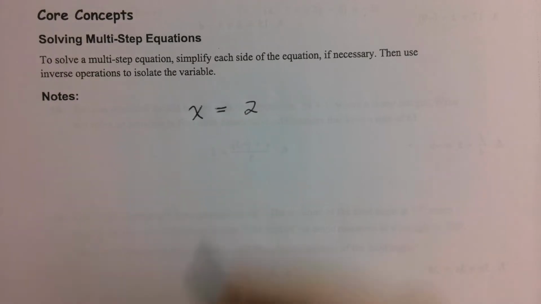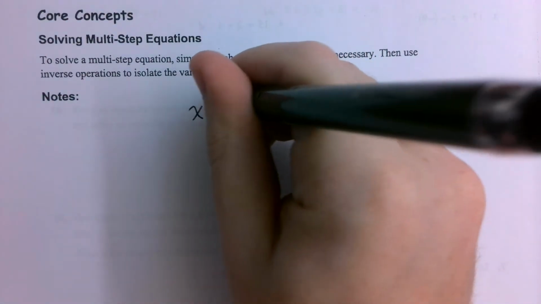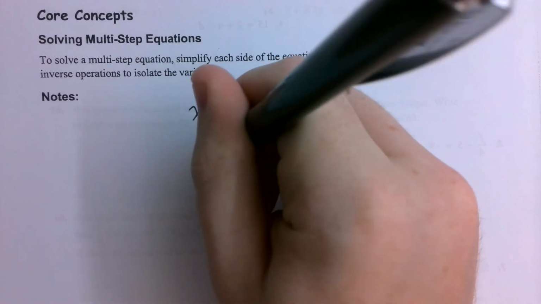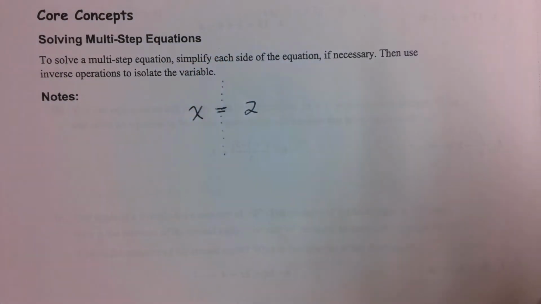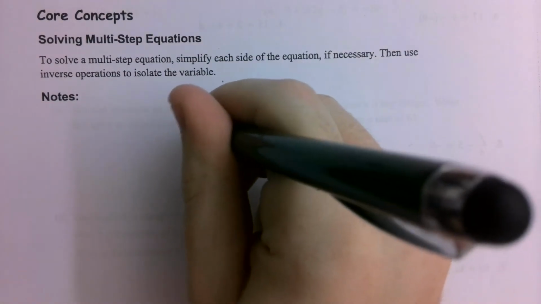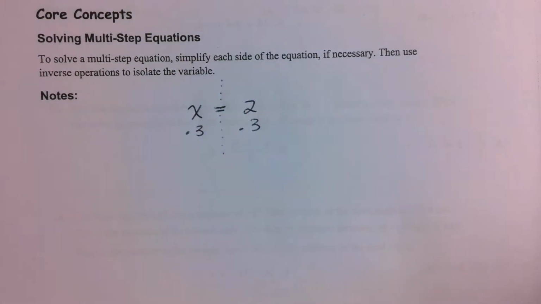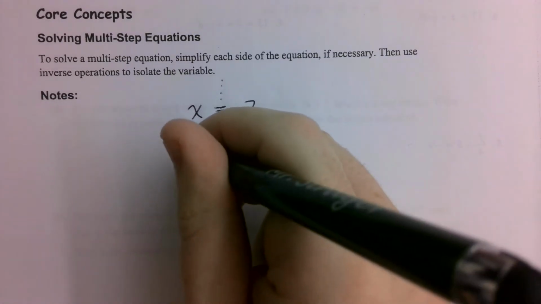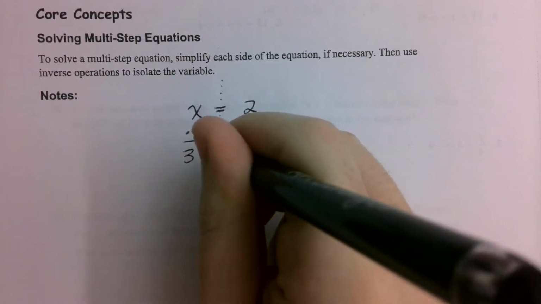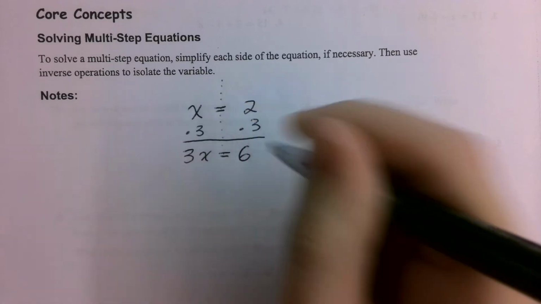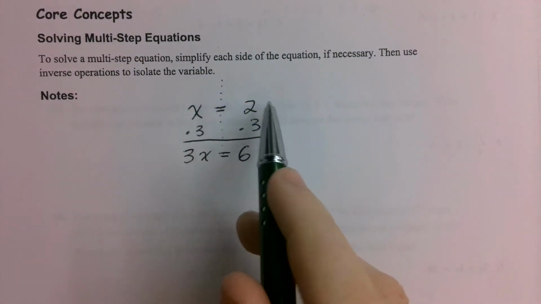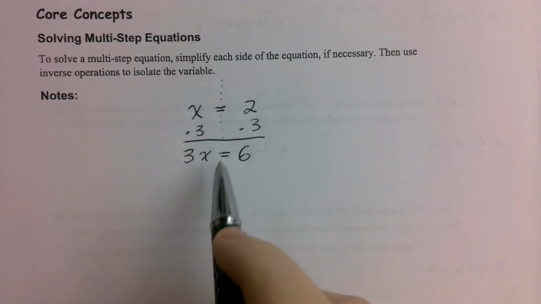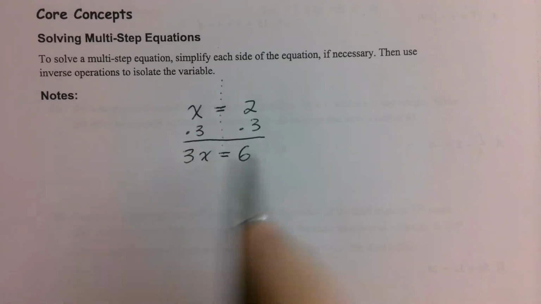But last time I also mentioned that using any of the properties of equality, I can really do whatever I want to these numbers as long as I do it to both sides. So let's say just on a whim, I decided that I want to multiply both sides by 3. Well, if I did that, then I end up with 3x equals 6. Of course, my value for x hasn't changed. That's because I did the same thing to both sides. X is still 2, because 3 times 2 is 6.